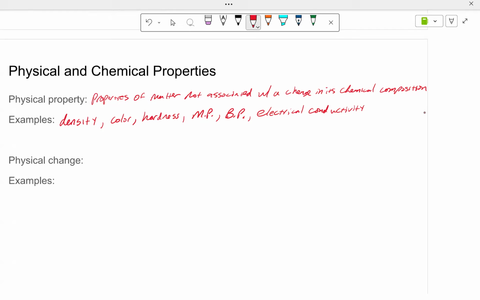Now, associated with that are changes that deal with physical properties. So a physical change is a change in state of matter without a change in the chemical identity.